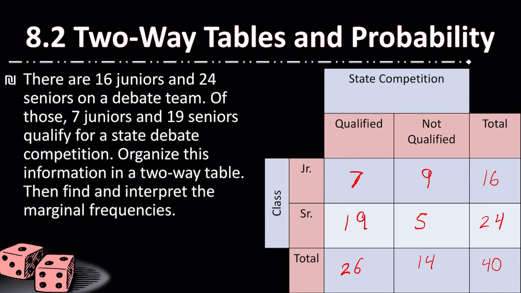So interpret it. 26 total students qualified, 14 did not. There are 16 total juniors and 24 total seniors on the debate team. Total, 40 students on the debate team. Why don't you try number 3?